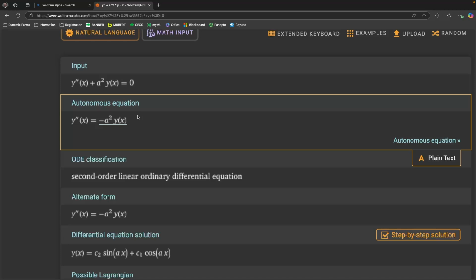Another way of doing it is to just write the characteristic equation. Remember, r squared plus alpha squared equals 0. You get imaginary roots, all that jazz.